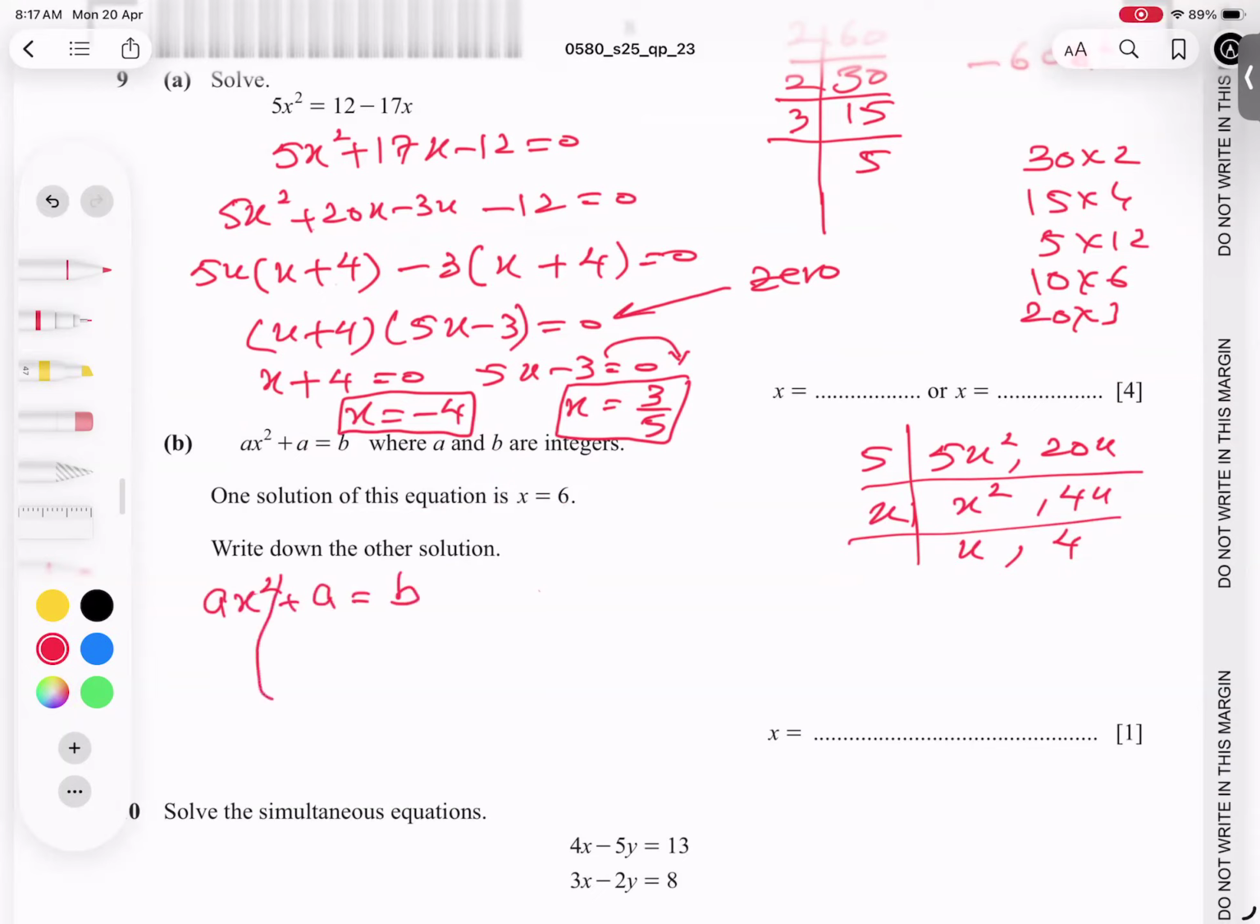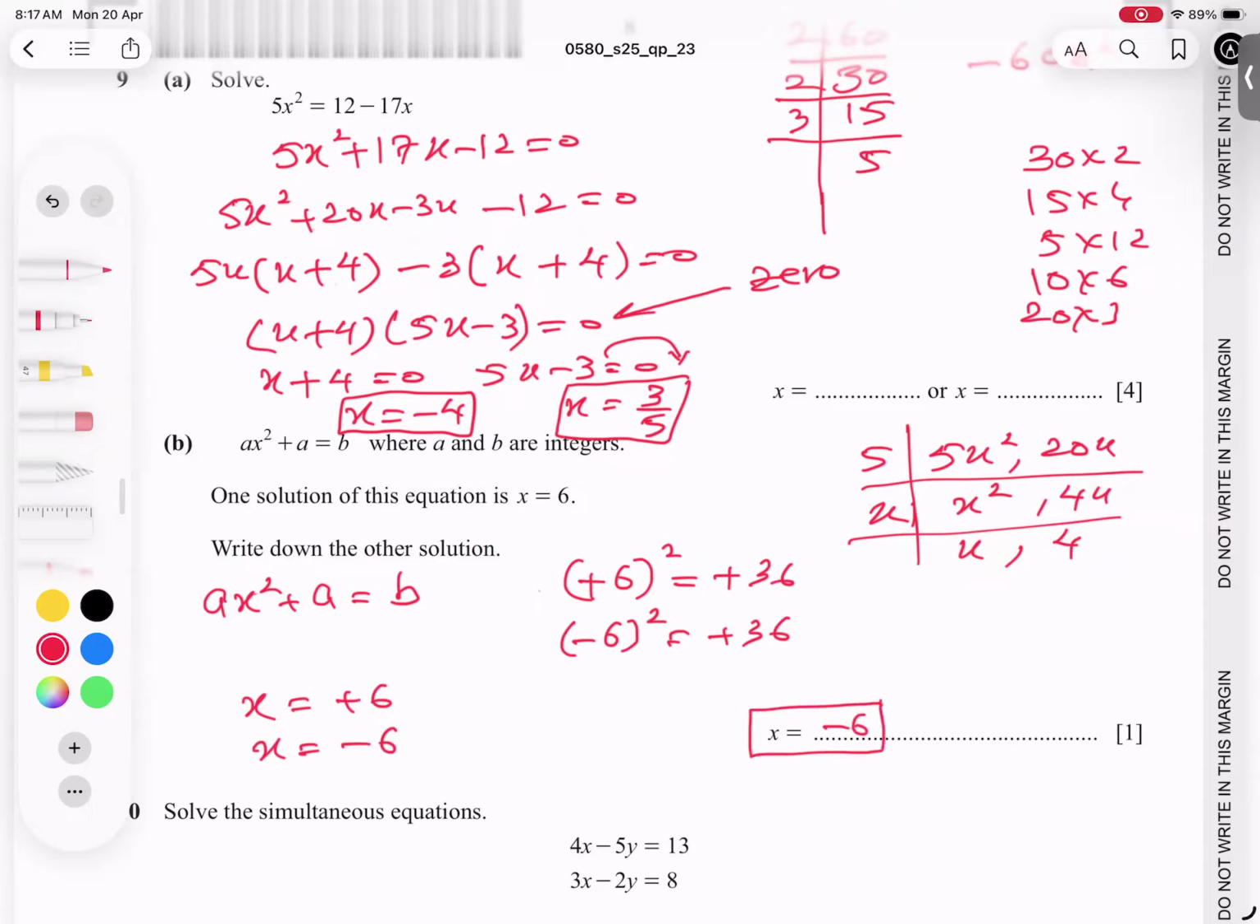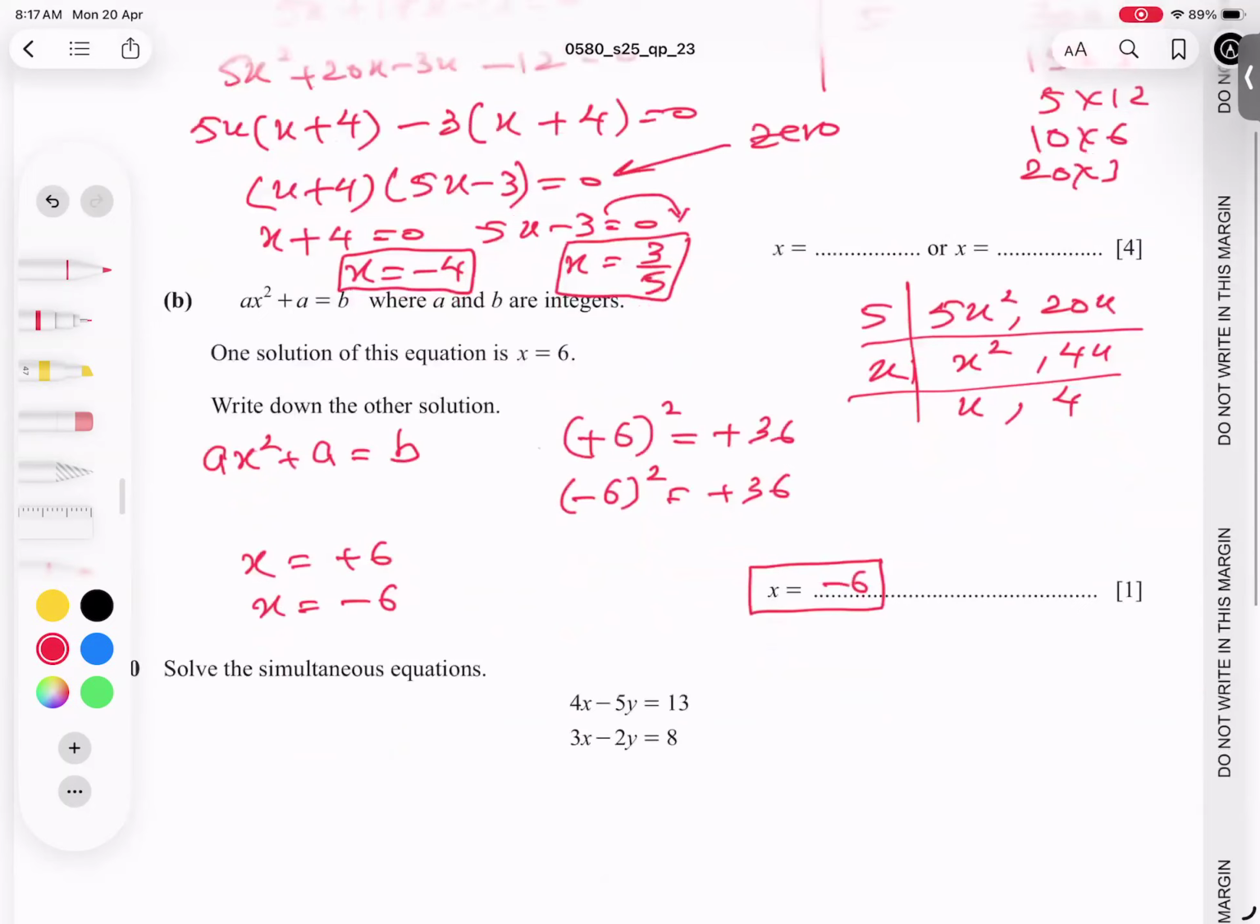If you plug in +6 here, because +6 squared will give you +36. But even if you plug in -6 here, it gives you again +36. So it means if you use x equal to +6 or x equal to -6, it has no effect on the equation. So the second answer is naturally x is equal to -6. I hope the point is very clear.